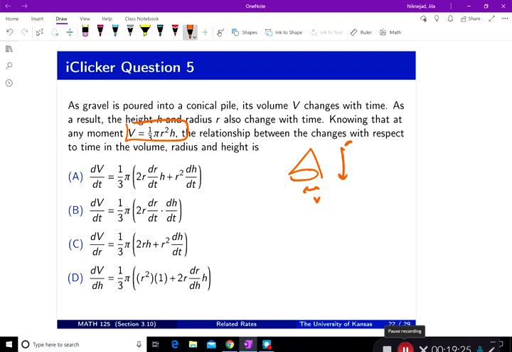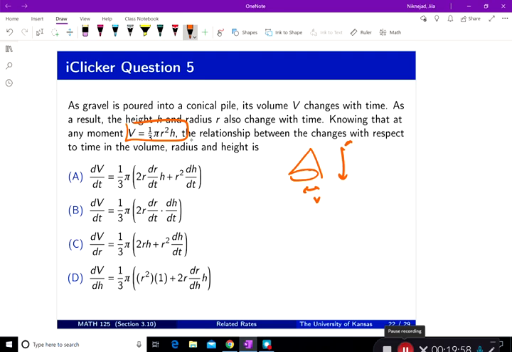The relationship between the changes with respect to time in volume, radius, and height is, and so the question is asking you to basically use that volume formula to find the relationship between the rates. So I suggest you pause for a minute and solve the problem and come back and resolve it together. Okay, so we're back and we're solving the problem.